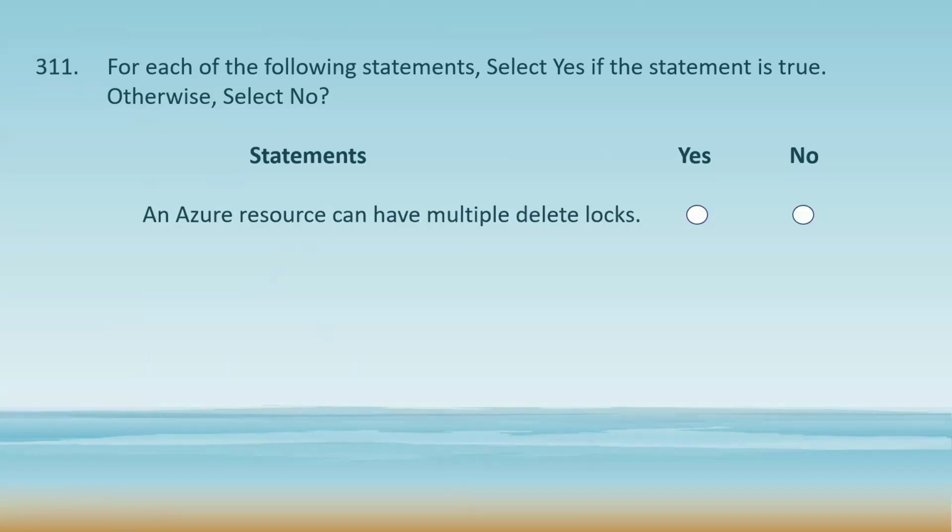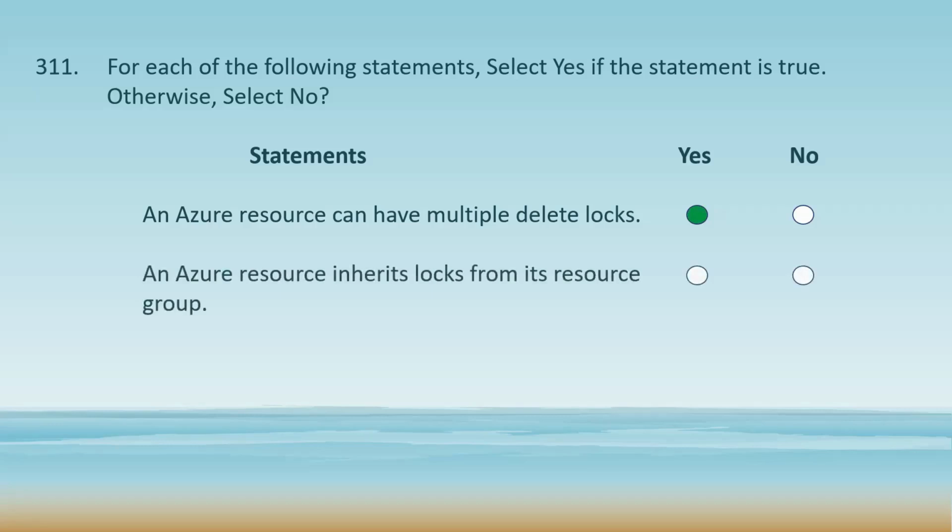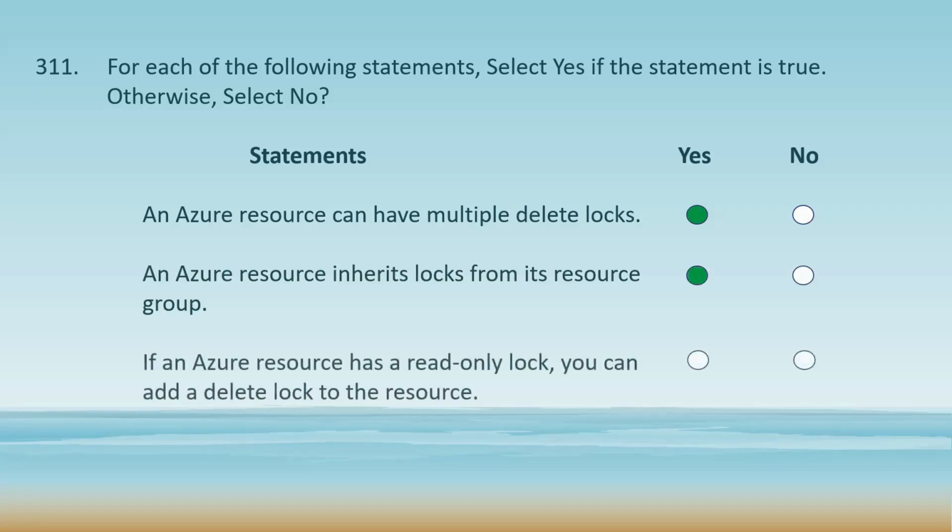So friends, this is question number 311 of the series. And in this question, we'll go through a series of statements and verify whether these statements are correct or not. The first statement is an Azure resource can have multiple delete locks. This statement is correct. The next statement is an Azure resource inherits lock from its resource group. This statement is also correct. And the third and final statement is if an Azure resource has a read-only lock, you can add a delete lock to the resource. This statement is also correct.